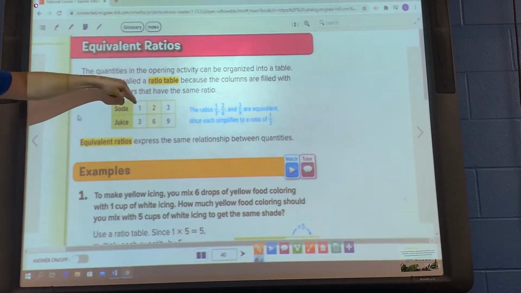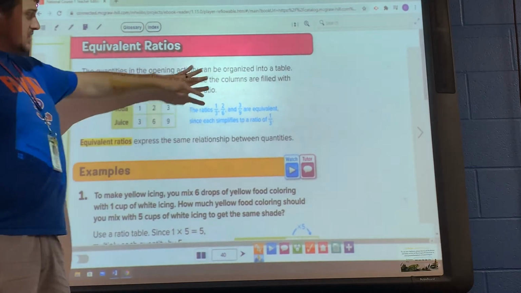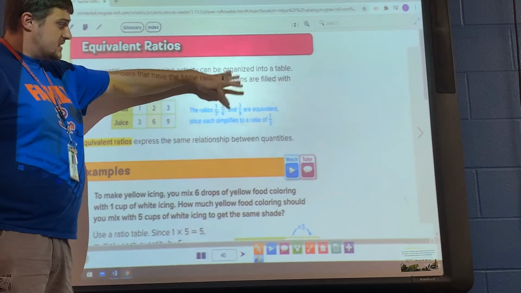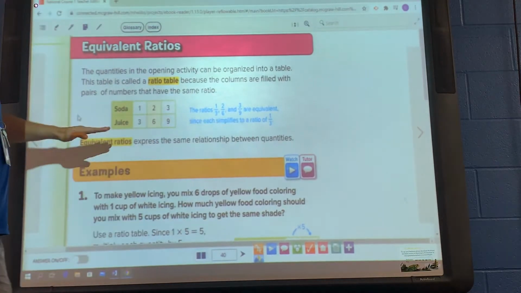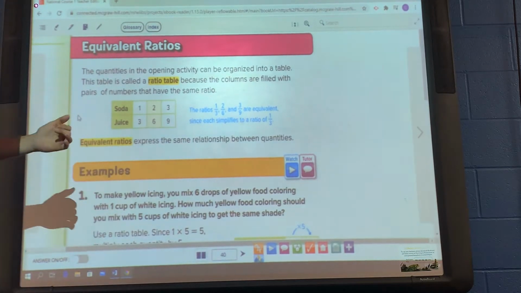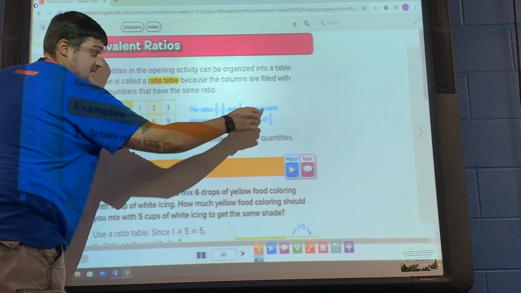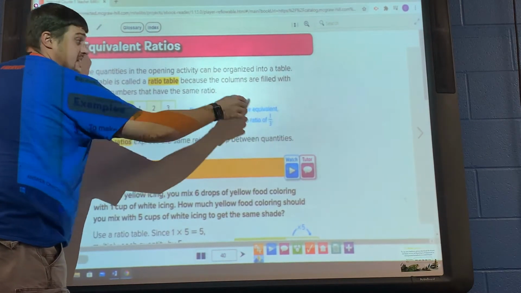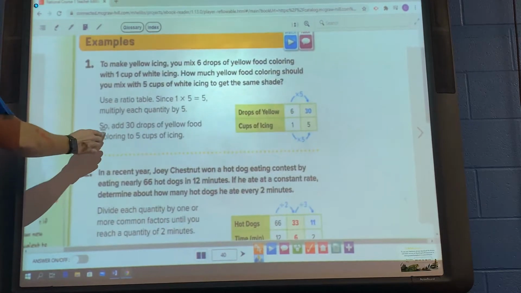We have soda, we have 1, 2, 3. We have juice, 3, 6, 9. Well, if you look, 1 to 3, 2 to 6, 3 to 9, those all simplify down to 1 to 3. That means they are equivalent ratios because they express the same relationship between quantities. So when you can simplify it down and they have the same thing when they simplify, that means they're equivalent. So we'll be talking about that here in example number 1.